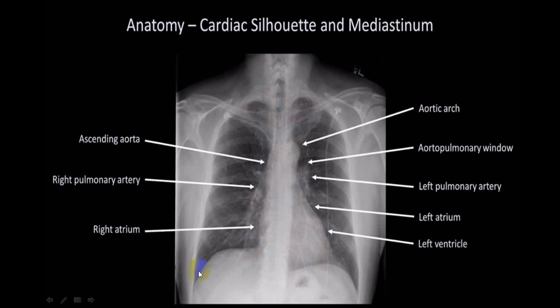You've got two domes of diaphragm, and this is the right outer lining of the chest wall. This is the left side chest wall. These are the two costophrenic angles. These are the cardiophrenic angles.